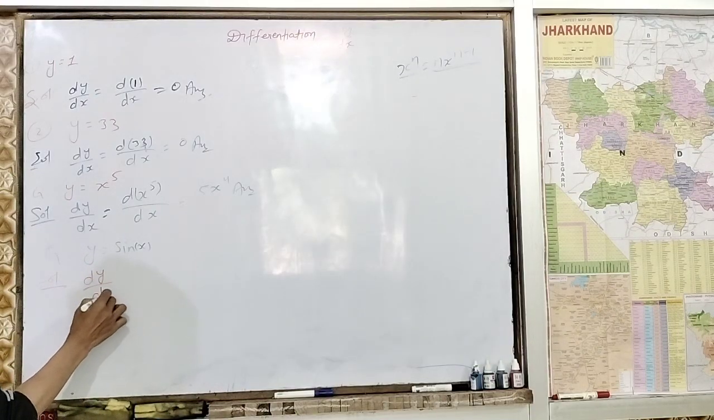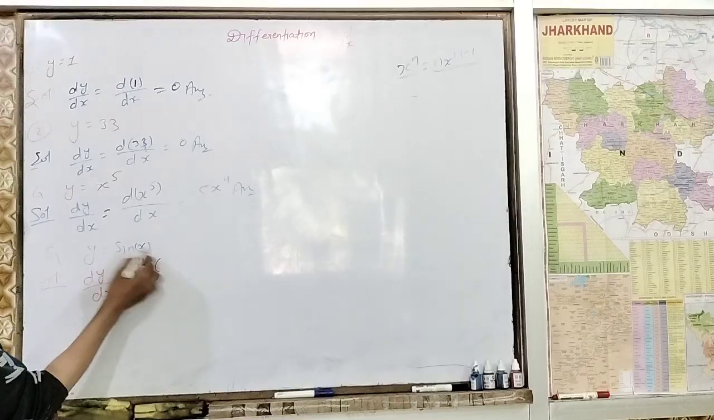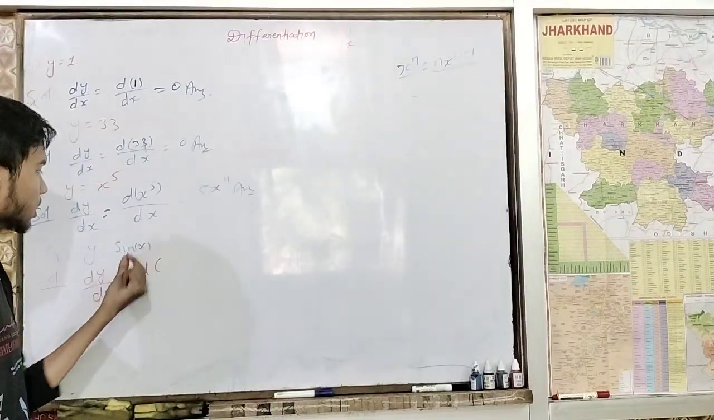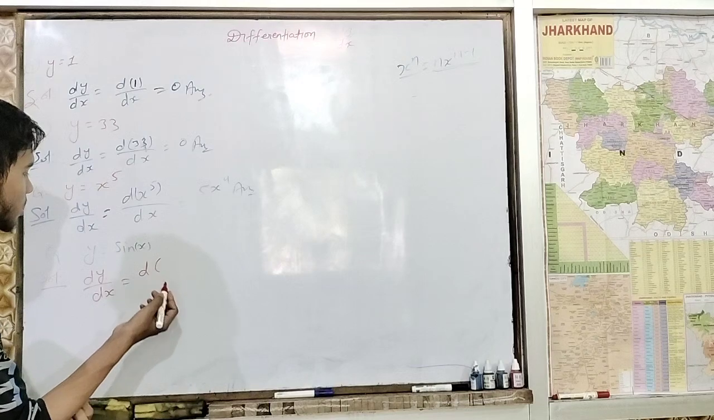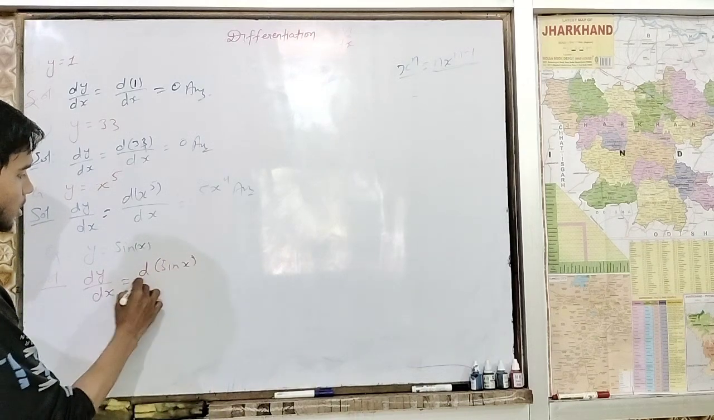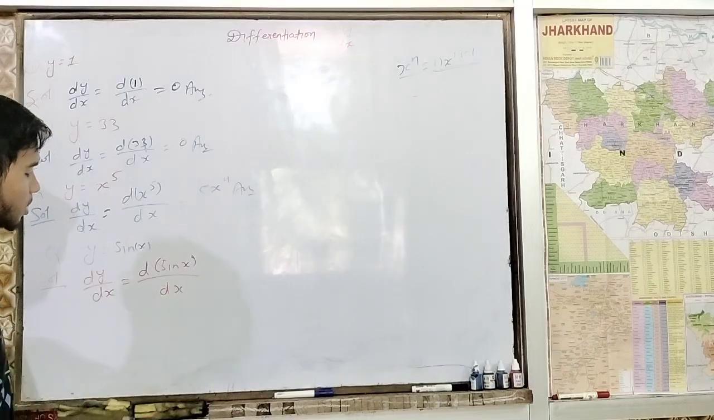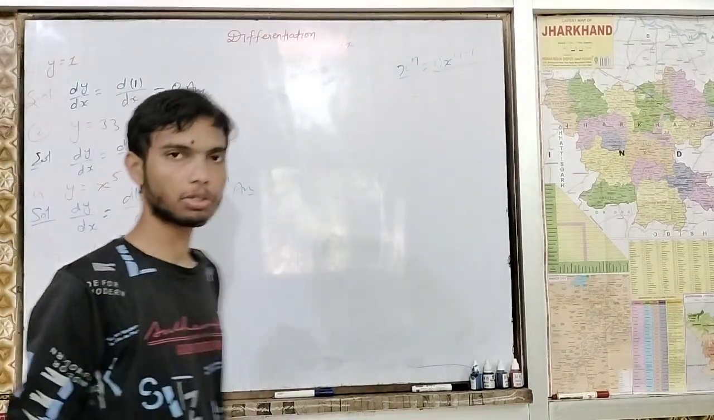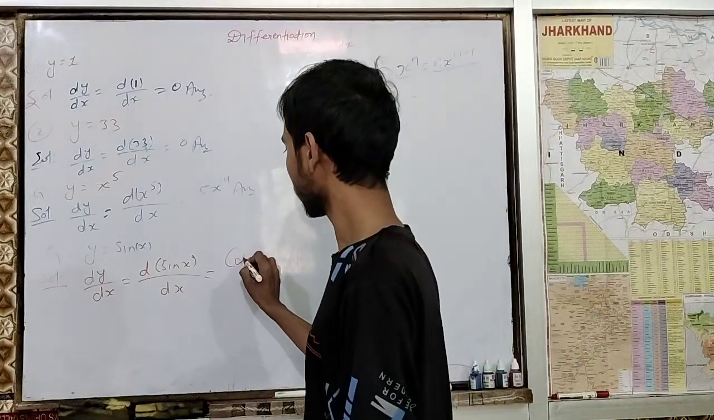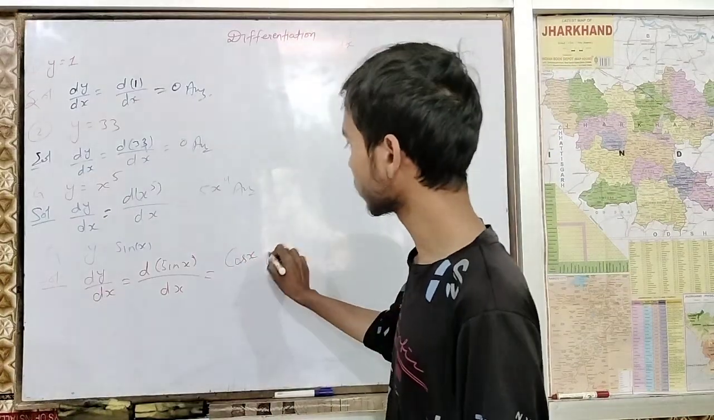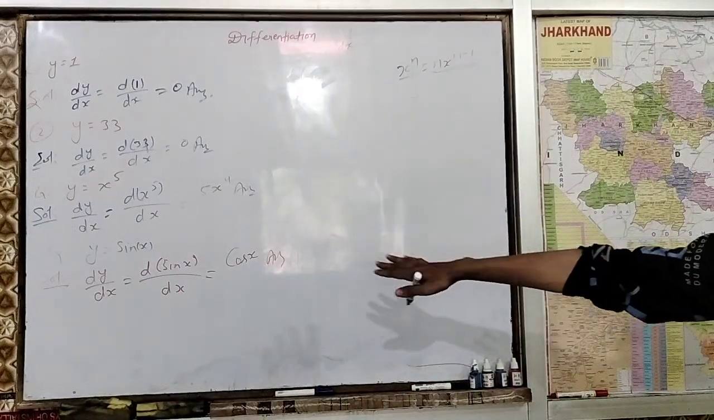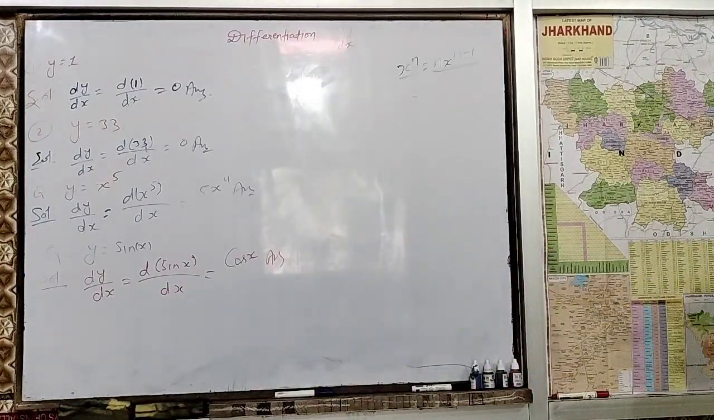dy upon dx. Here you are differentiating this. Then d of sin x upon dx. What is the differentiation of sin x? Just cos x. This is your answer. This was a formula: differentiation of sin x is always cos x. Clear?